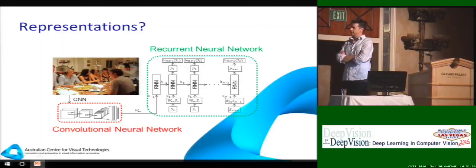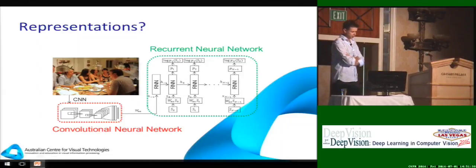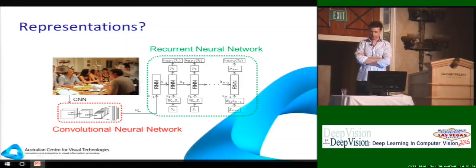Now, the standard approach to that is to take an image, push it through a CNN, get a feature representation out of that, and push that feature representation into your favorite flavor of recurrent neural network. The recurrent neural network then generates a caption. It generates each word in the caption in series. Which is interesting that it works.